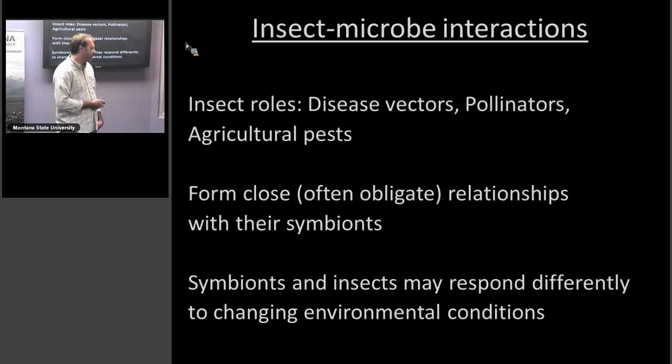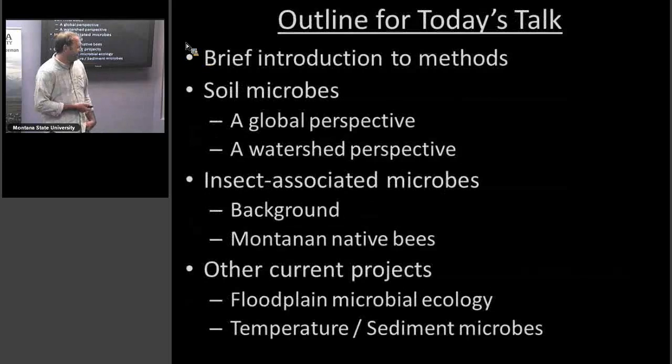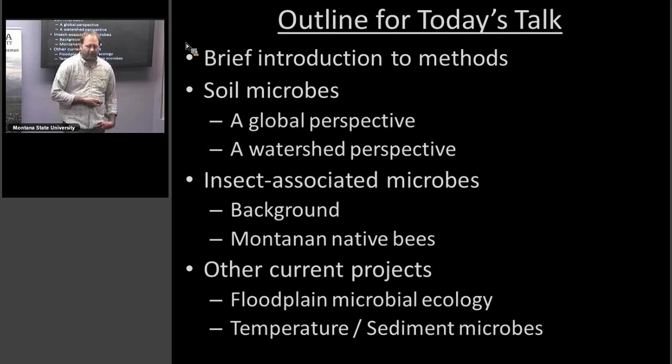Today I'm going to briefly go over the molecular and analytical methods I use for a lot of my research, regardless of the system. Then I'm going to talk about soil microbes. I'll go over an early paper of mine on a global perspective of soil microbial diversity as an introduction to the watershed scale, which is at Tenerife Creek in northern Montana. Second, I'm going to go over some insect-associated microbes, just some background, and then focus on the Montana Native Bee Project. So I'm embracing the rough part of the rough cut seminar. This was analyzed this morning and last week at the end of the week. So very preliminary data, but I think really interesting.